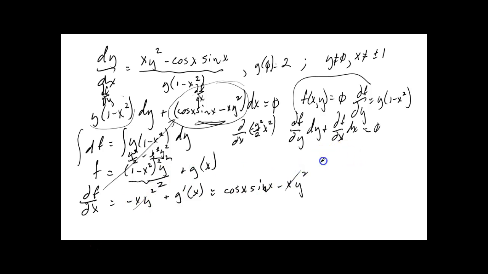So that means that your dg dx, I'm going to write it that way, is equal to cosine x sine x. And guess what we're going to do with that? Well, yeah, write it in differential form, and then integrate it, and that will be g of x equal to the antiderivative of cosine x sine x dx.